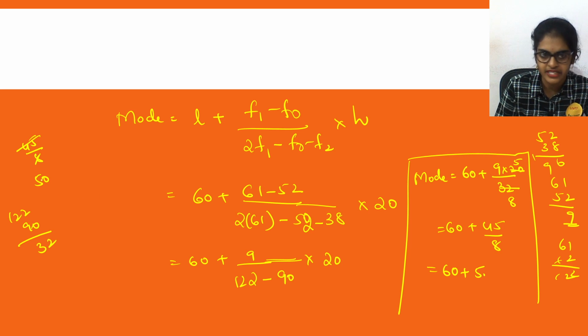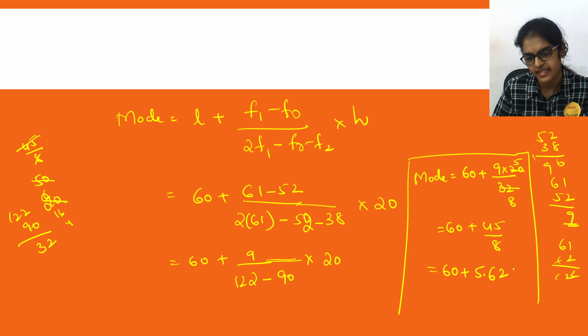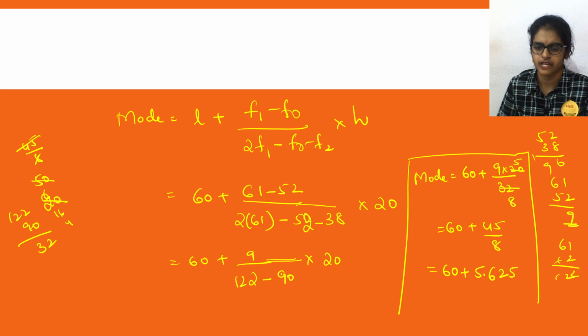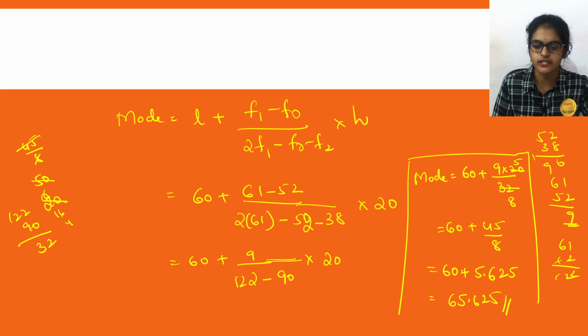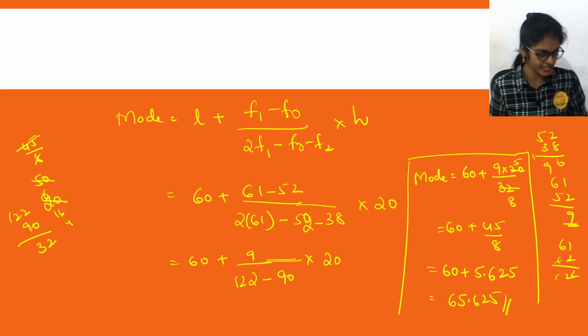Now again I have 50, so I can take 8 6s are 48, so I'll have remainder 2. Again, I can take 8 2s are 16, I'll have remainder 4, and 8 5s are 40. If you want, you can take it only till 2 decimal places, that's completely fine. So 60 plus 5.625 is this. So the mode is 65.625.